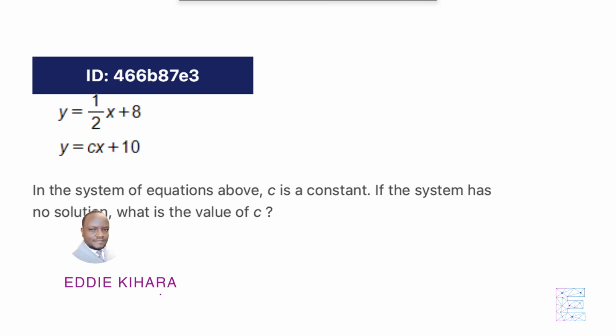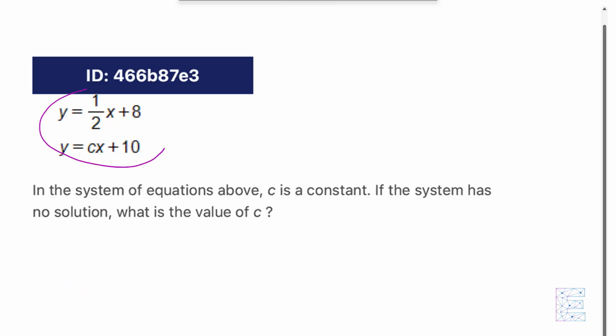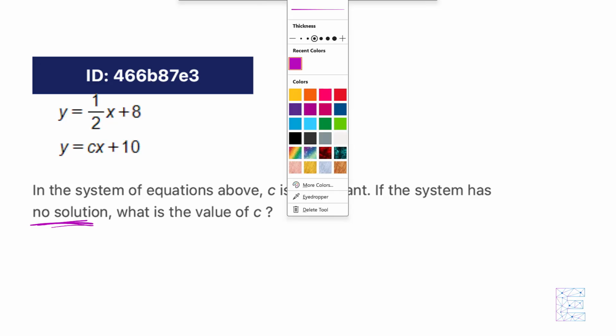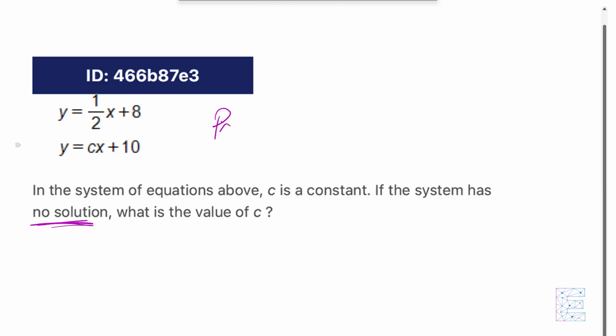In the system of equations above, c is a constant. If the system has no solution, what is the value of c? So if you hear a system of linear equations doesn't have any solutions, it means it's made up of two parallel lines. Looking at the equations, you can tell that lines are parallel if they have the same slope. So the concept here is that parallel lines have the same slope.